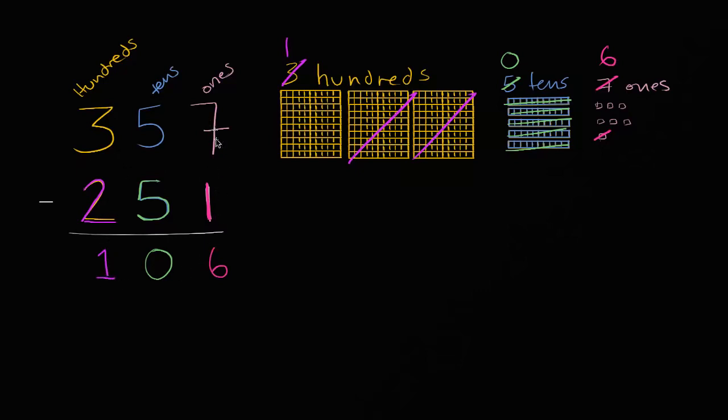This is 7 ones minus 1 one, which gives us 6 ones. This is 5 tens minus 5 tens. So you're not going to have any tens left over, so it's 0 tens. And 3 hundreds, 3 groups of 100 minus 2 groups of 100 is going to leave us only 1 group of 100. So we're going to be left with 106. 1 hundred, 0 tens, and 6 ones.